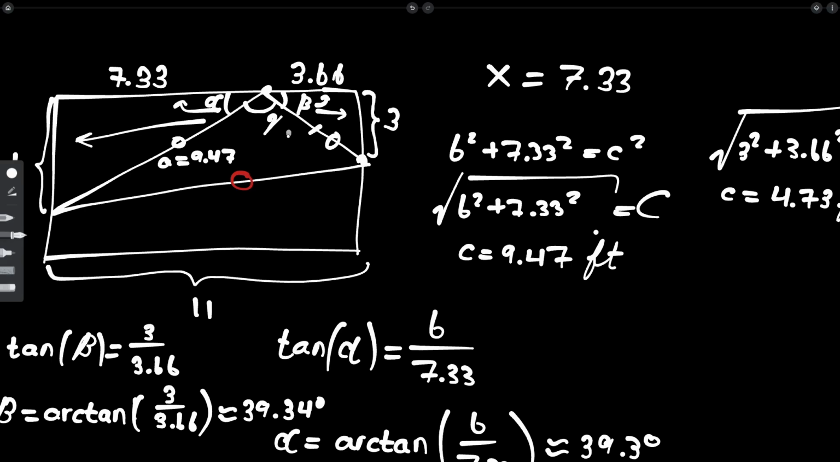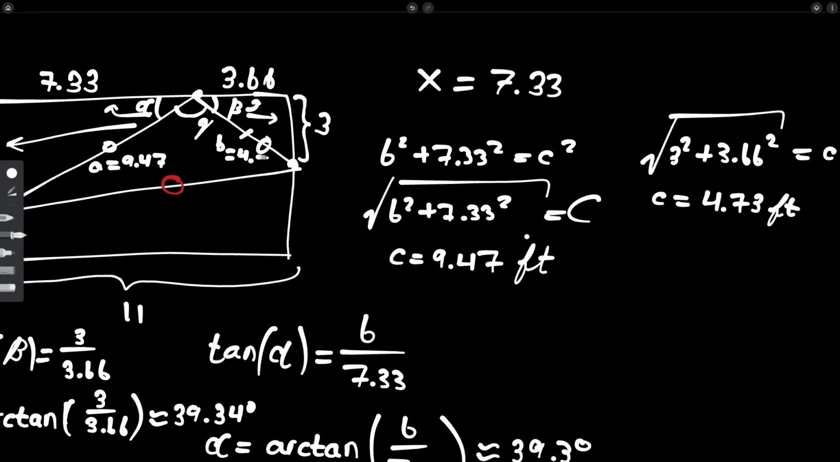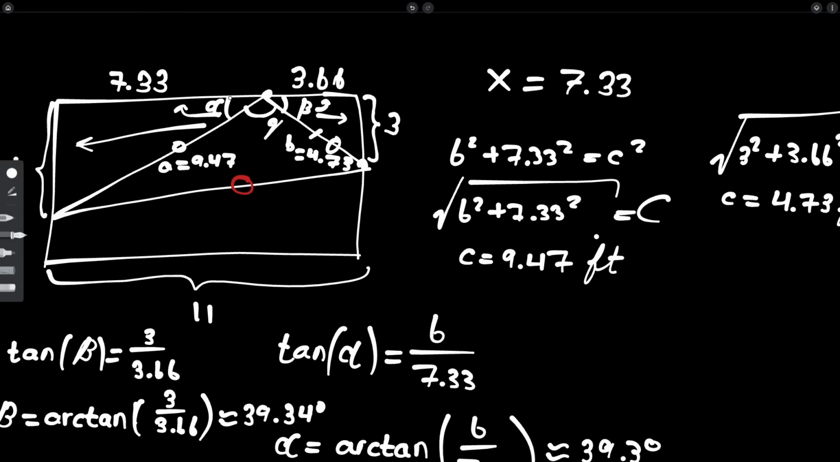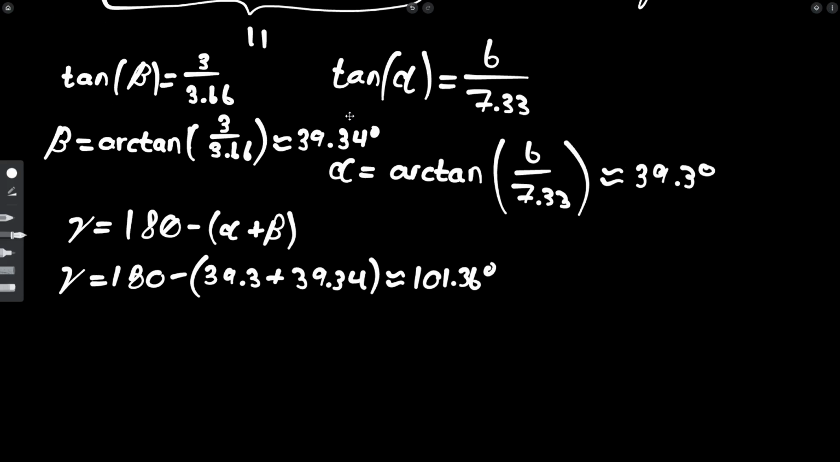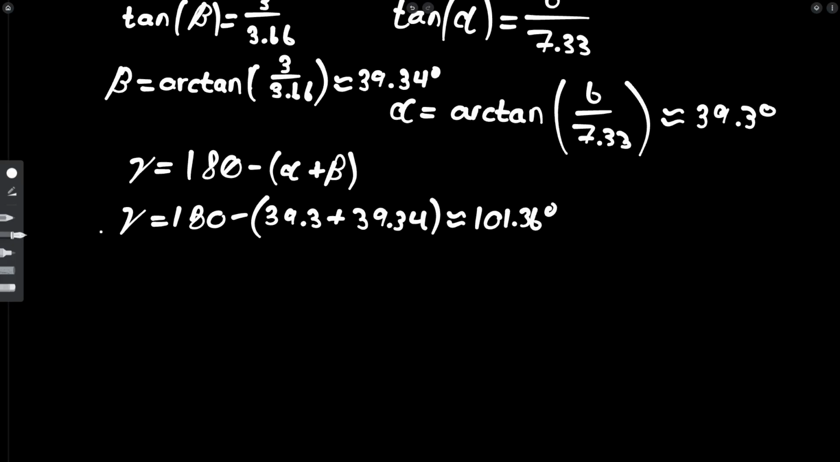This side B equals 4.73. We have this angle alpha, that is 39.3 degrees, and this angle beta, that is 39.34 degrees, and this angle in the middle as being 101.36 degrees. Apologies. Now that we have this, we have everything we need for the law of cosines.